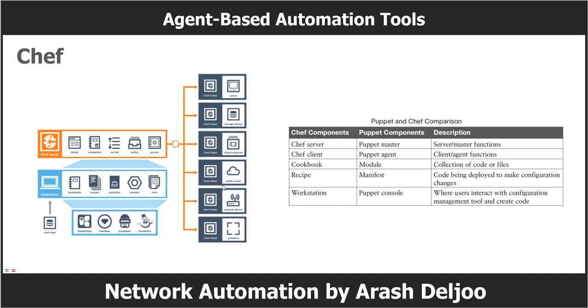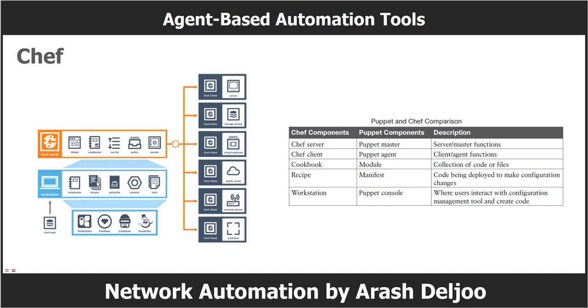About the Puppet component, we had modules. Now here we have cookbooks, and this is the collection of code or files. You know that each module contains some manifests. In the cookbook we have some recipes, and this is the code being deployed to make configuration changes. We also had the Puppet console. Now we have the Chef workstation, where users interact with the configuration management tool and also create the code. Code is created on the Chef workstation, and the code is stored in a file called a recipe. As mentioned previously, recipes in Chef are analogous to manifests in Puppet.